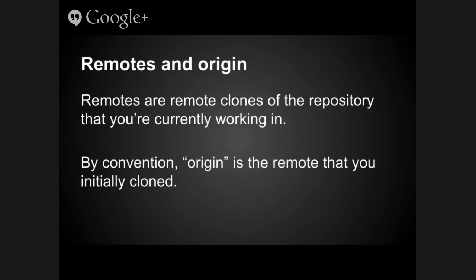So for example, you could clone down from a GitHub repository, and that would be your origin. But then Bob could clone down from the same repository. And then you could both push your repository somewhere else and add each other as remotes, and you could share code between you guys without ever pushing back up to the original source. So you can have as many remotes as you like, and you can do whatever you like with them, as long as you have permissions.